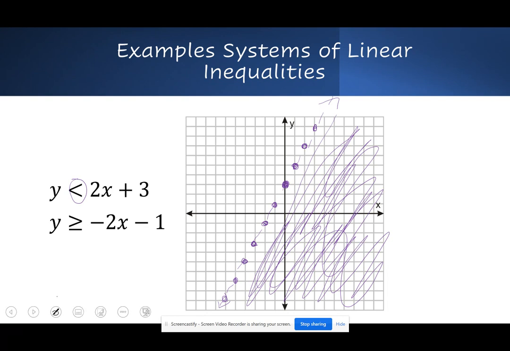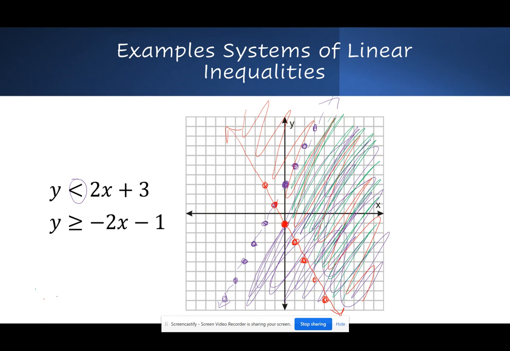And then our other one is y is greater than or equal to negative 2x minus 1. So we're going to start at minus 1 on the y-axis and count our slope of negative 2, so go down 2 and over 1. This one is a solid line, because it's greater than or equal to. And then our solution is everything above it. So we're shading there. Our solution for this system is everything where the two overlap, this green area here.